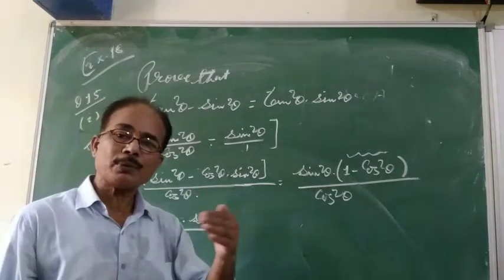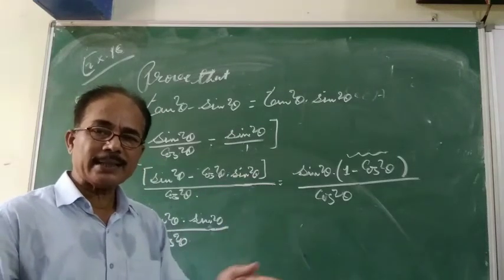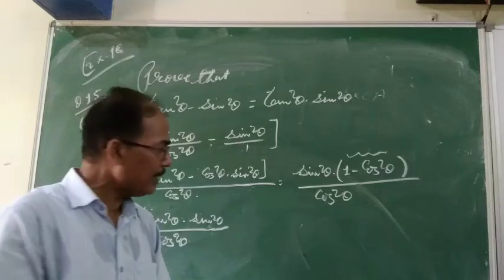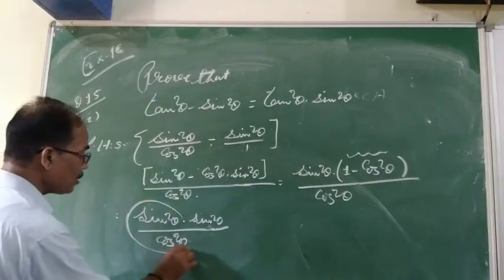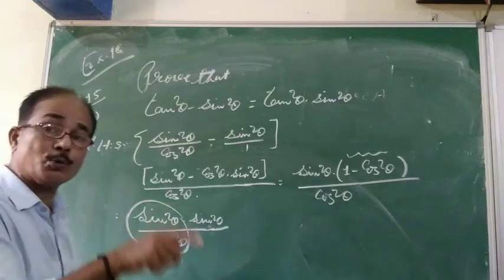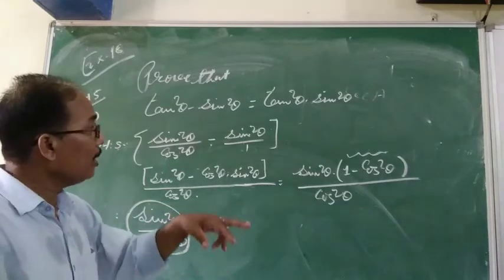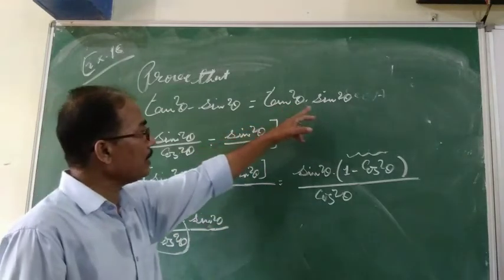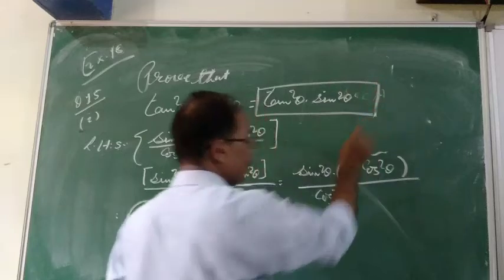Whatever we have to get as RHS, after splitting the LHS, in the same direction we will move and simplify it. So you write together this sin square theta by cos square theta to obtain tan square theta, because in the RHS we have tan square theta into sin square theta. This is the RHS which we have to prove.